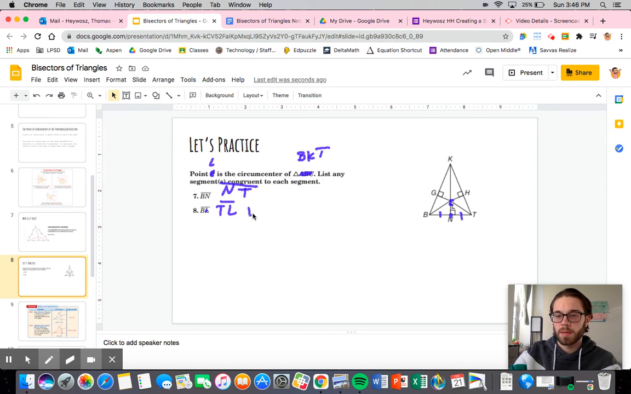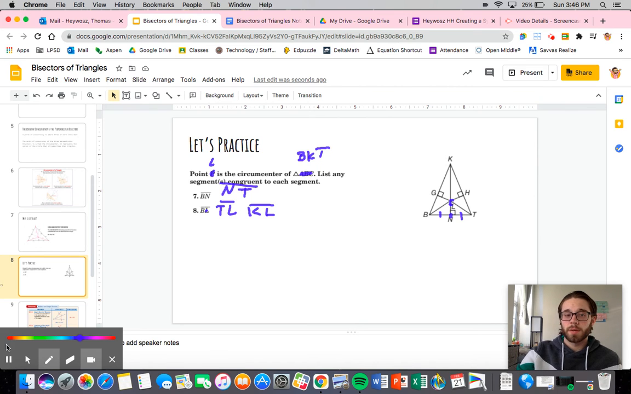I forgot that the place I got this from had a mistake, and I even did this with my other class and totally forgot about it. Anyway, that's everything about circumcenters.